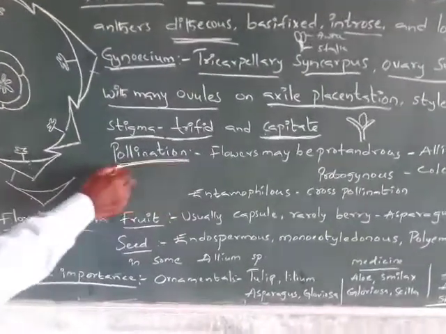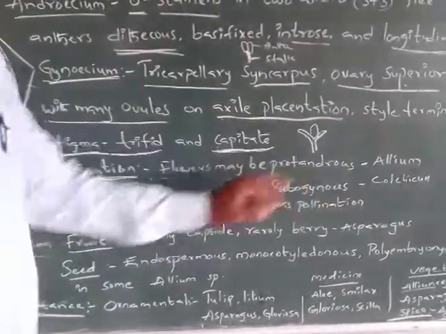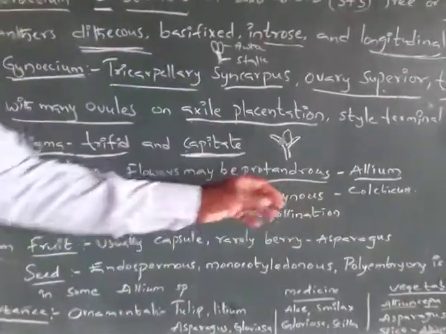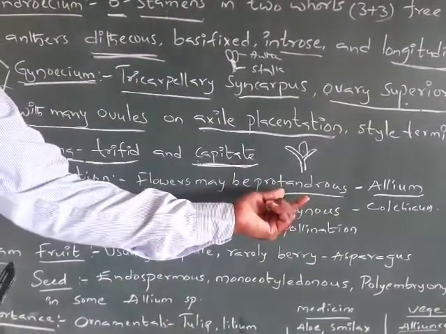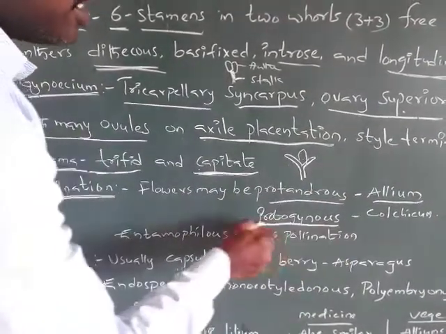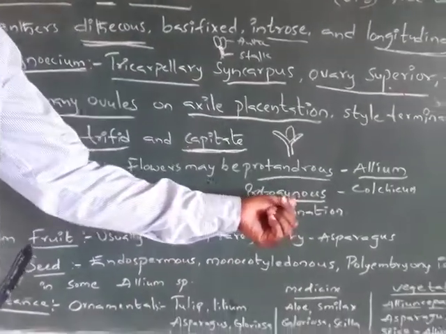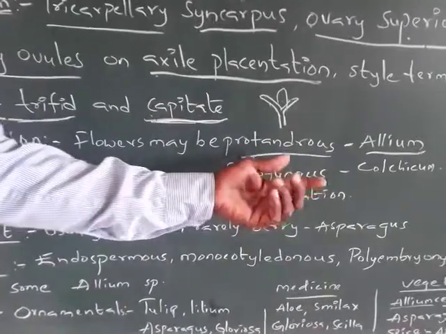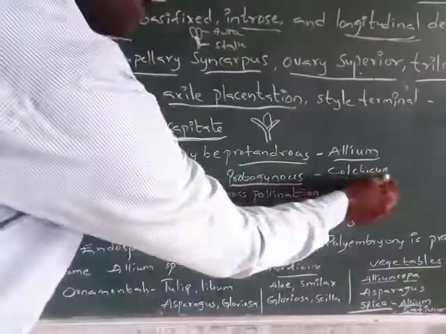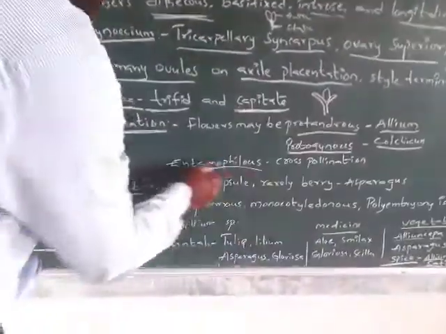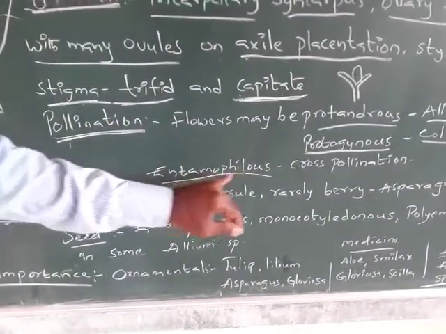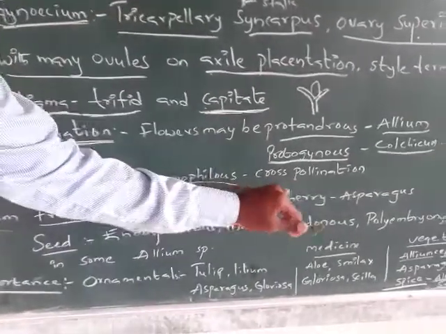Next, coming to the pollination, here the flowers may be protandrous, which is present in Allium. Protandrous means the stamens mature earlier than the gynoecium. In some plants the flowers are protogynous, which means the stigma becomes receptive earlier than the stamens. That is called protogynous, which is present in the Colchicum plant. And the pollination is entomophilous pollination, which is done by insects. So it is called entomophilous cross pollination.